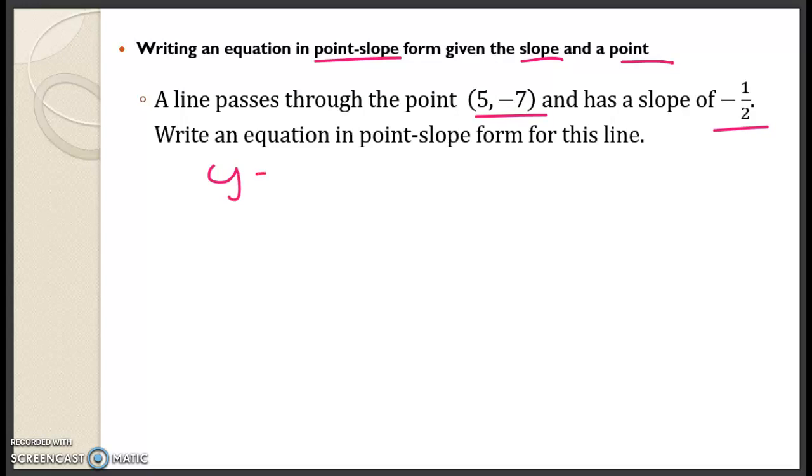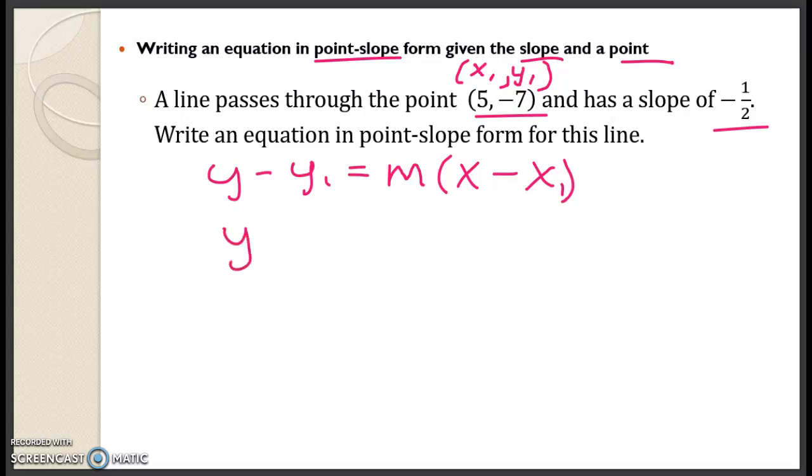So point-slope form is y minus y1 equals m, or the slope, times x minus x1. Now, y1 and x1 are placeholders for our point. So x1 is 5 and y1 is -7.